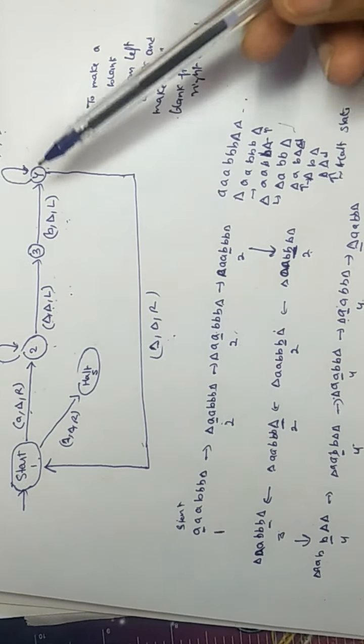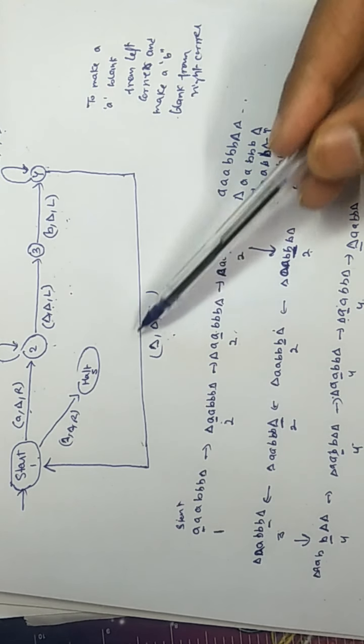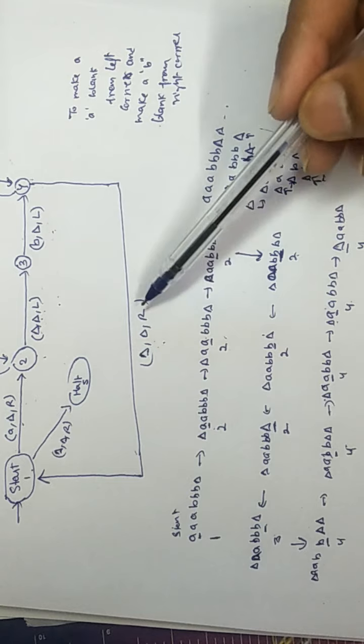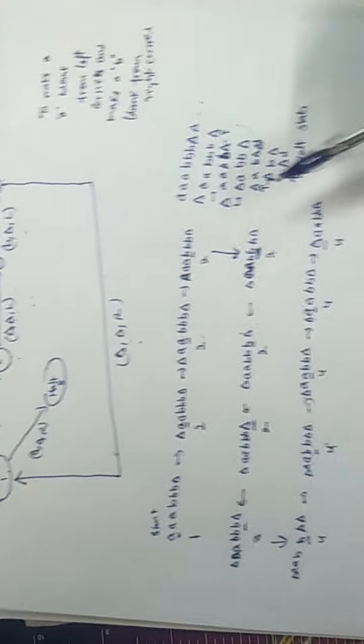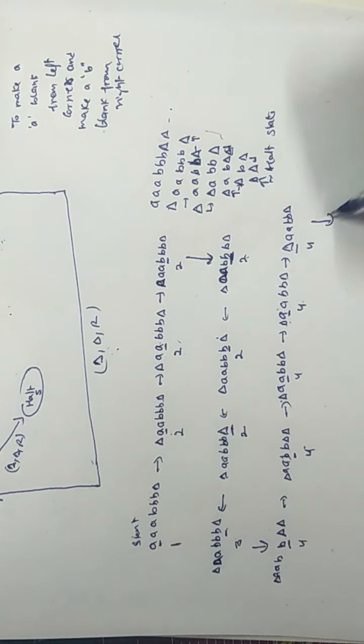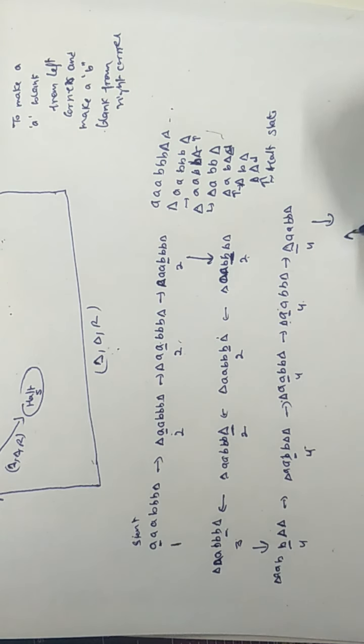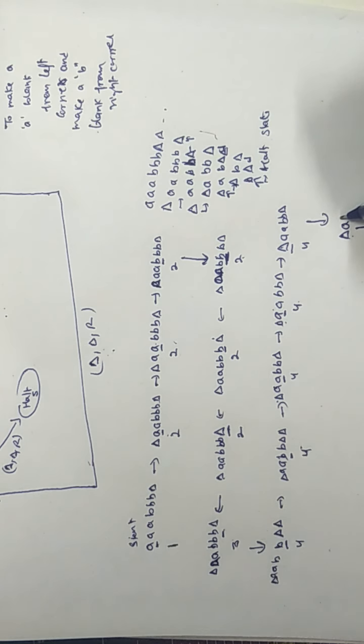Now at state 4 we read blank. What do we do? We leave it blank and move to the right and reach state 1. Here we leave this blank as it is and move to the right, reaching state 1.